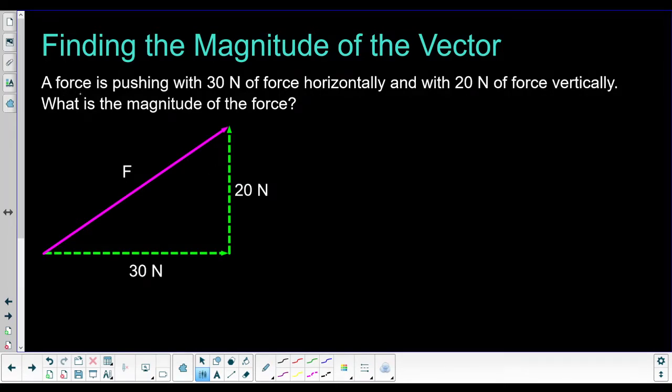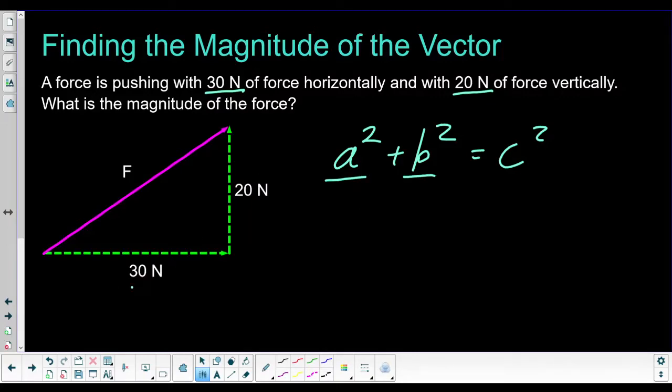So if we have a force pushing with 30 newtons horizontally and 20 newtons vertically, what's the magnitude of the force? What's the hypotenuse? Pythagorean theorem, in case we forgot, is a squared plus b squared equals c squared. A and b are the legs. It doesn't matter if you say this is A and this is B, or if you choose to swap them. It makes absolutely no difference at all. It's all a matter of perspective. The only thing that must be in a specific place is C has to be our hypotenuse. Otherwise, the formula doesn't work.